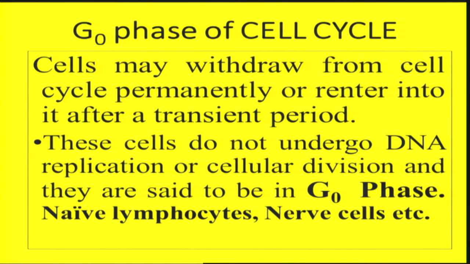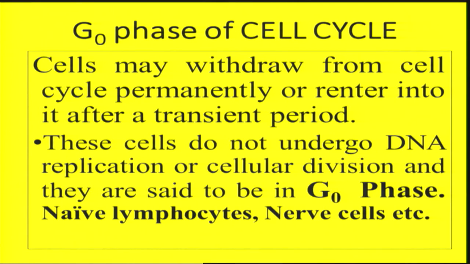Now, as far as the G0 phase of the cell cycle is concerned, whenever a particular cell takes a conscious decision not to divide, either transiently or permanently, it is considered to be in the G0 phase of the cell cycle. So whenever a cell withdraws from the cell cycle, permanently or transiently, it is called the G0 phase. The cells in the G0 phase would not undergo any DNA replication or any kind of cellular division. Examples of cells in the G0 phase are nerve cells and naive lymphocytes. Normally we don't see nerve cells dividing, and they would be in the G0 phase of the cell cycle.